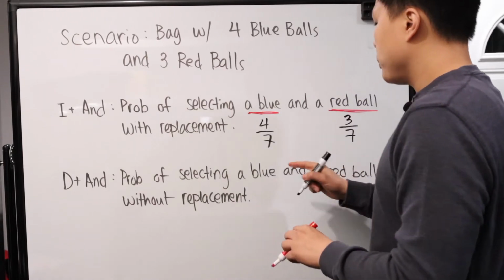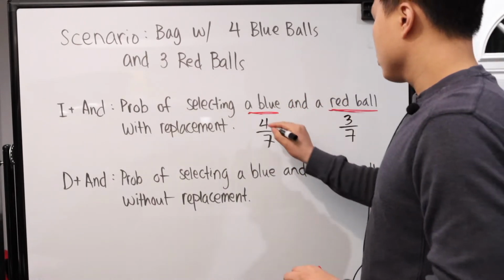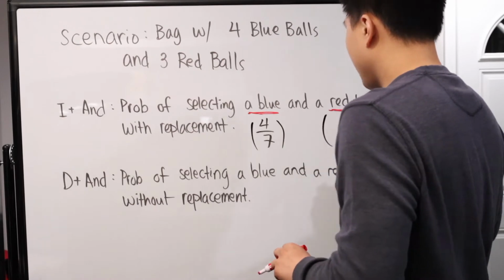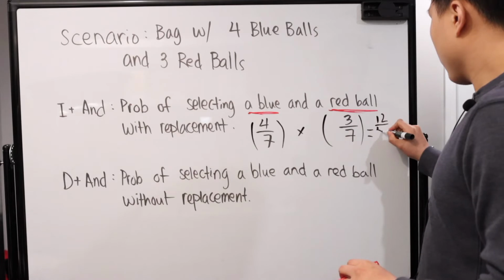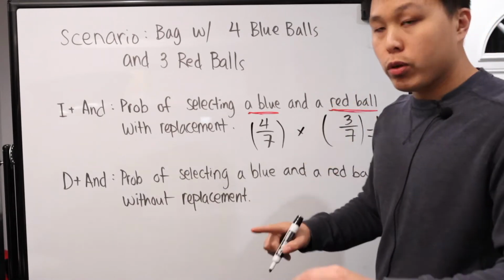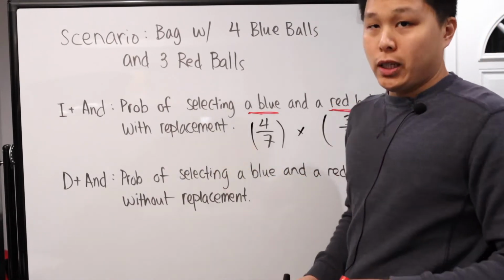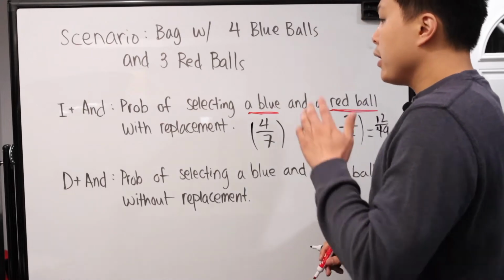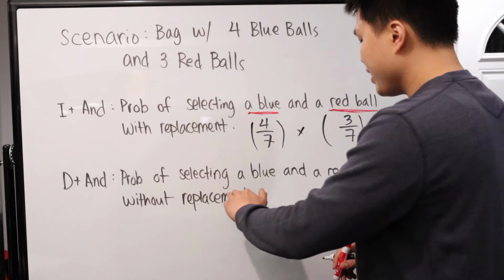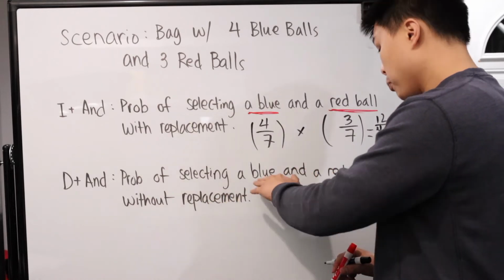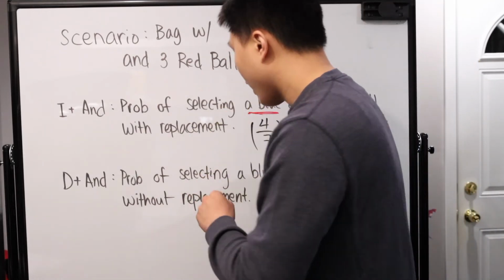So if we want the probability of getting a blue and a red ball, we just multiply these together, which gives us 12 over 49. And you can go on and on with figuring out the decimal or the percentage. We're not going to go into that. But look at the dependent situation. In this case, the probability of selecting a blue ball and a red ball without replacement.